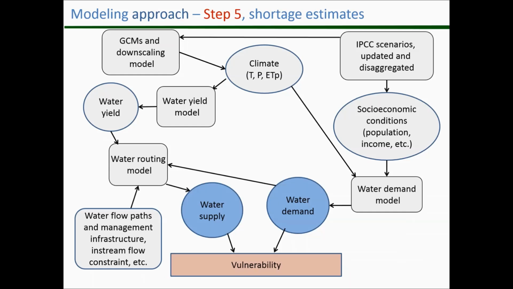So step 5 is simply to compare water supply and demand and to keep track of when water demand exceeds water supply, and therefore there is a shortage. And this is simply the result of the water routing simulation.